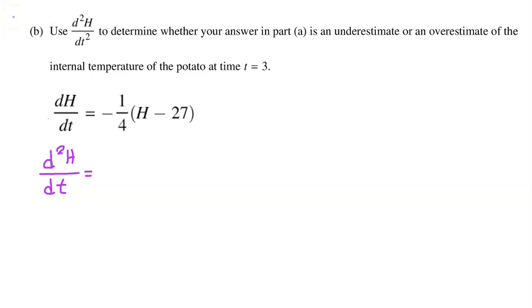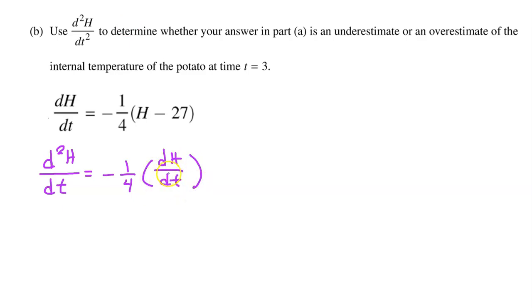We can find the second derivative by taking the derivative of the first derivative. Let's bring down the negative 1/4, and then we will take the derivative of the rest term by term. The derivative of h will be dh/dt. The derivative of 27 is 0, so I don't need all of this space. So I have this now.